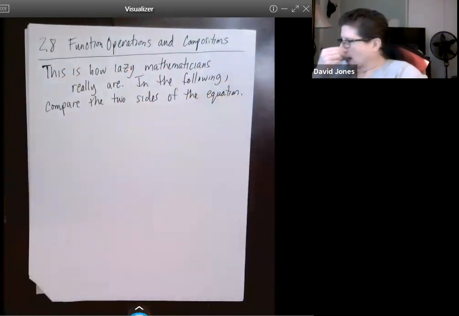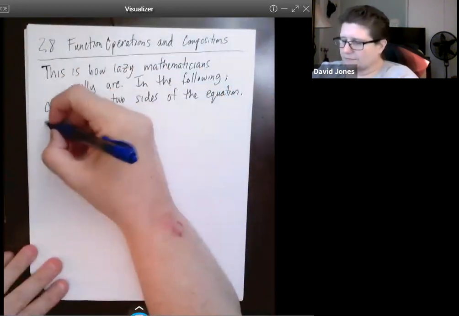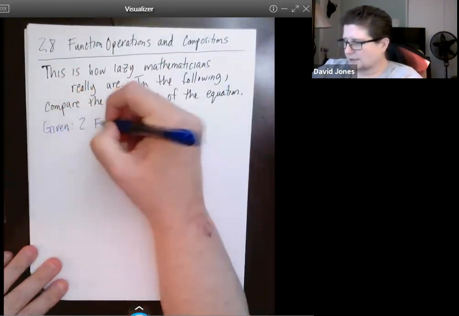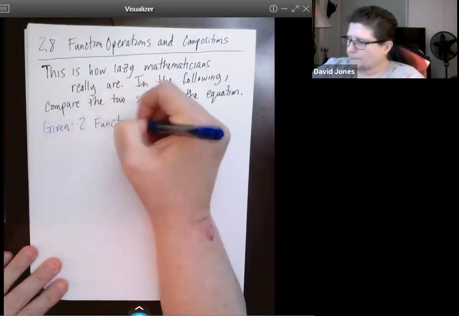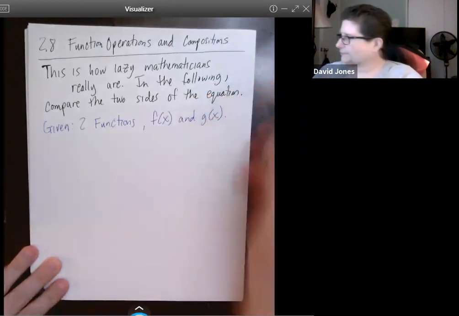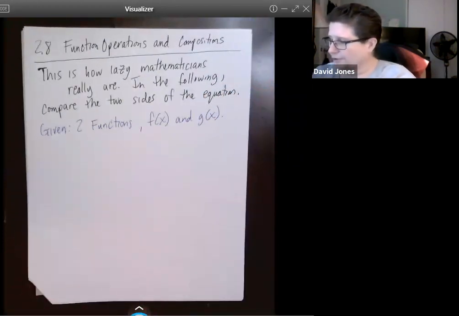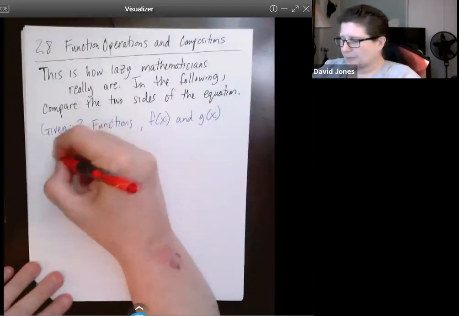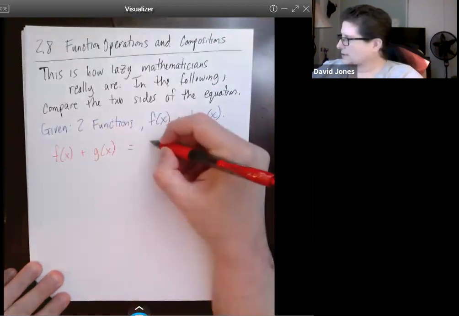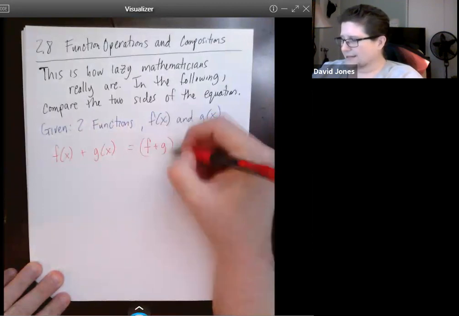Okay. And I'm going to start off, before I give the equation, with what we're given. We are given two functions. We're going to use f of x and g of x. So here is your magic equation that shows just how lazy mathematicians are. f of x plus g of x equals f plus g in parentheses like that of x.